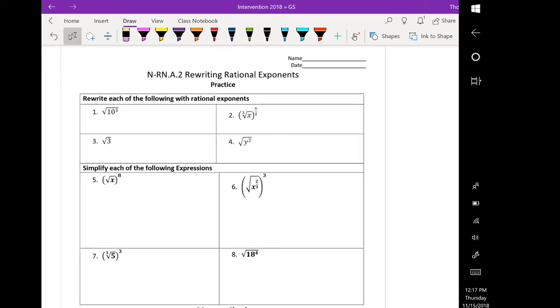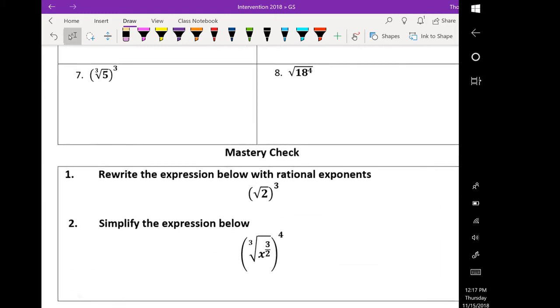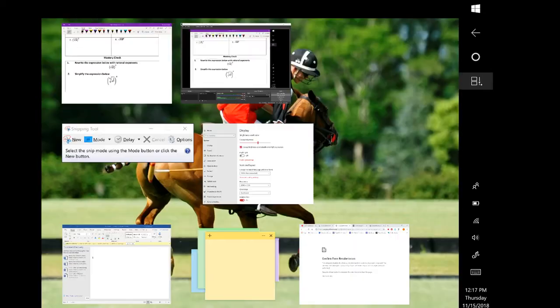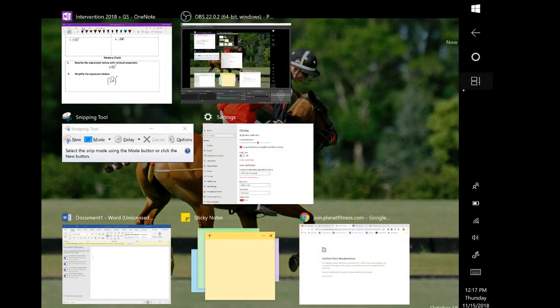There are 8 practice problems. You're going to work together with your intervention teacher on those or with other peers. And then at the end, there's one check that you need to try independently to show that you've done the mastery for this skill. All right. Try those practice problems out and get your mastery with your teacher.